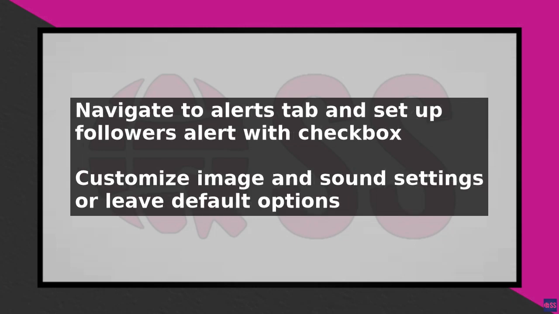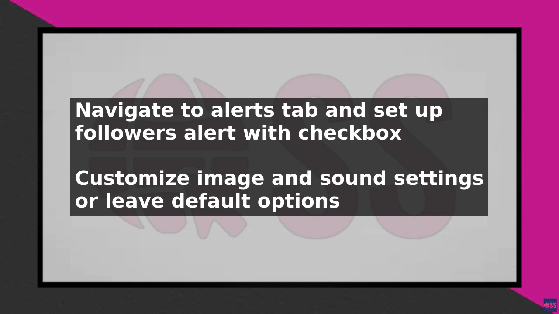To set up alerts, navigate to the Alerts tab, usually located at the top left side of the screen. For this example, set up a followers alert by selecting the Followers option and ensuring the corresponding checkbox is selected, indicated by a green color. You can leave the default image and sound settings or customize them as desired.